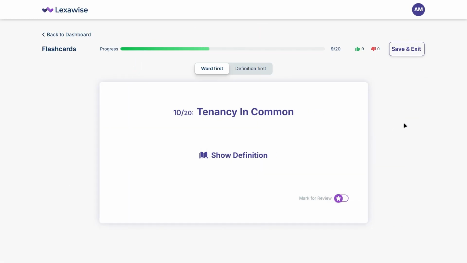Next term, tenancy in common. How is it different from joint tenancy? Think about what happens when one owner dies.